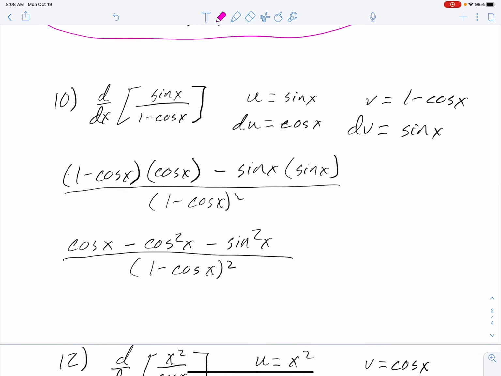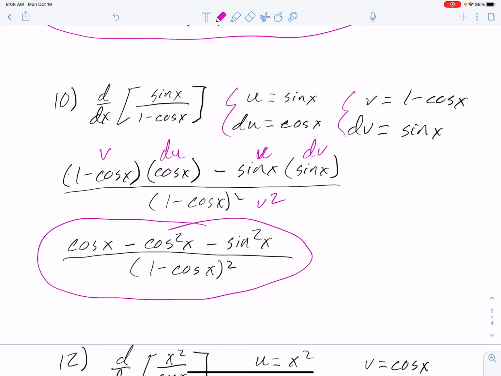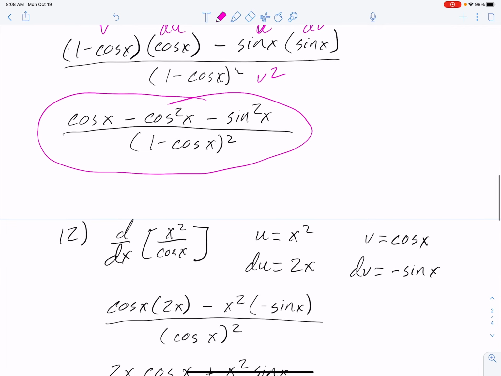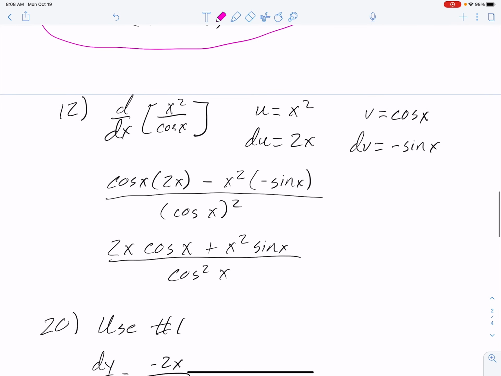Number 10, again, I labeled u and du, v and dv. I've got low d high minus high d low all over low. Now, there is some simplification that can be done in this one using trig identities, but again, I'm not expecting that you use trig identities. Number 12, again, I took the time to label u and du, v and dv. I've got my low d high minus high d low all over low. And after doing a little bit of multiplication, there really isn't much more that can be done in this problem.